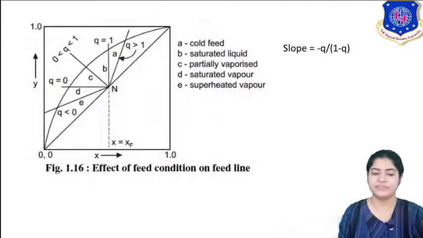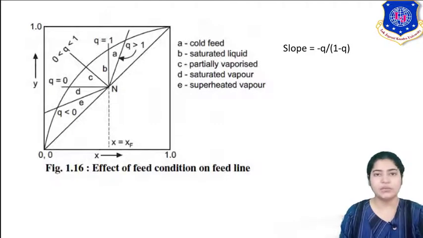Now let's have a look at the y versus x graph. Here you can see that this graph is plotted on the equilibrium curve of y and x, right? N is the point of intersection of your feed line and the diagonal. The plotting is for the slope of the q line, which is minus q upon 1 minus q. A line where q is greater than 1 is cold feed, so you can see the slope is positive. B is saturated liquid, so its q value is equal to 1. Hence you can see the vertical line, slope infinity here.